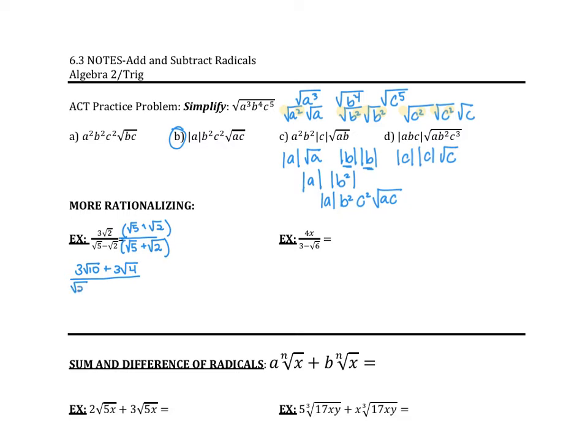We would get the square root of 25 plus the square root of 10 minus the square root of 10 minus the square root of 4. Okay, that's what it looks like initially. Now let's simplify it. We get 3 root 10 plus 3 times 2 because the square root of 4 is 2. And then we have root 25, which is 5, minus root 4. Minus root 4 would be minus 2.